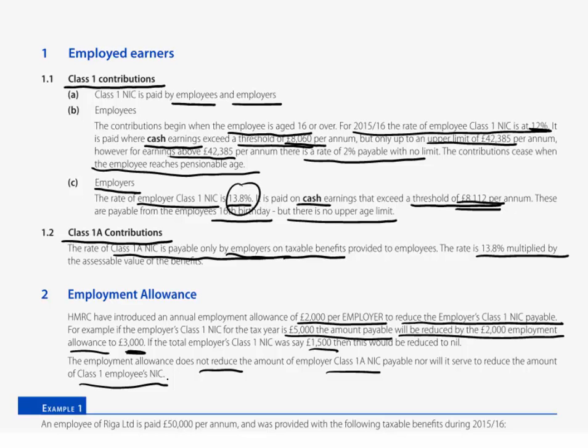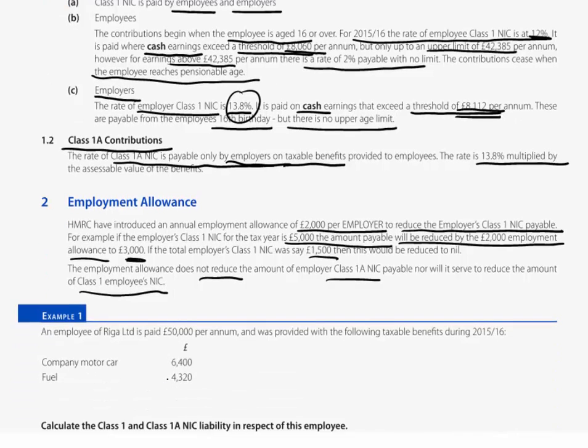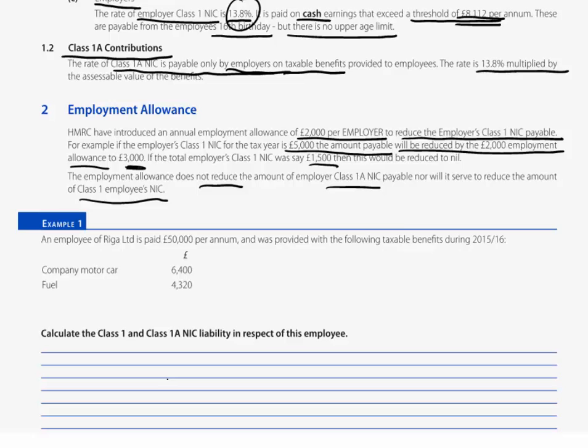On the whole lot, 13.8%. In relation to the Class 1 secondary contributions, the employer Class 1 contributions, employers now, as an encouragement to employ more people, are given an employment allowance of a maximum £2,000 to deduct purely from their Class 1 NICs. Now let's see how this works in relation to a little example.